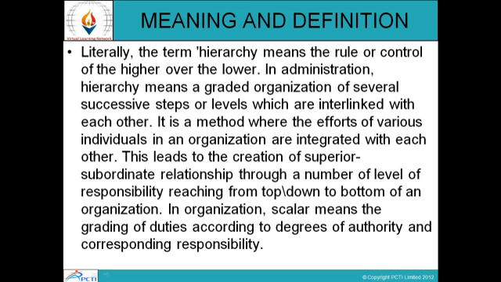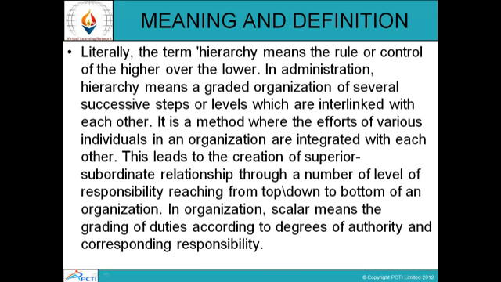In administration, hierarchy basically means a graded organization of several successive steps and levels which are interlinked with each other. So in the administrative sense, hierarchy is considered a graded organization. That is, the organization is graded with respect to its successive steps, meaning what kind of succession and what kind of steps they are taking.